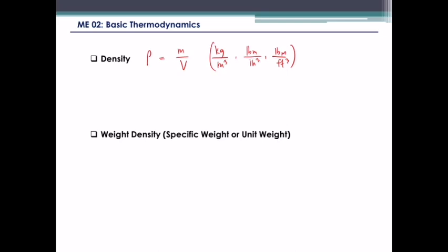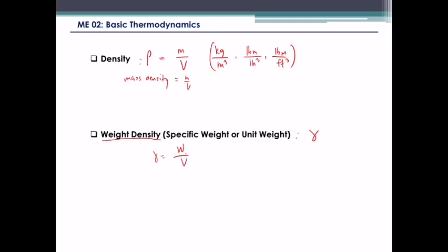So, weight density is also called the specific weight or the unit weight. It is denoted by the symbol gamma. This one is rho, and this weight density is gamma. The one we call simply density is the mass density. Mass density is mass over the volume, while weight density is weight over the volume.